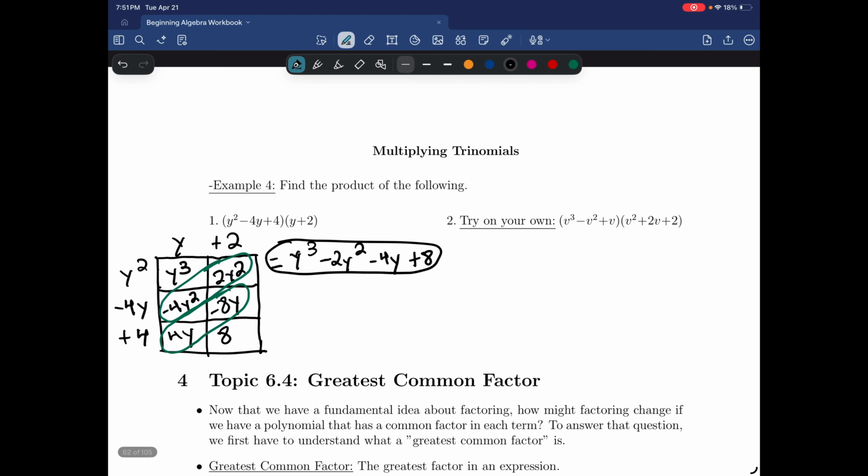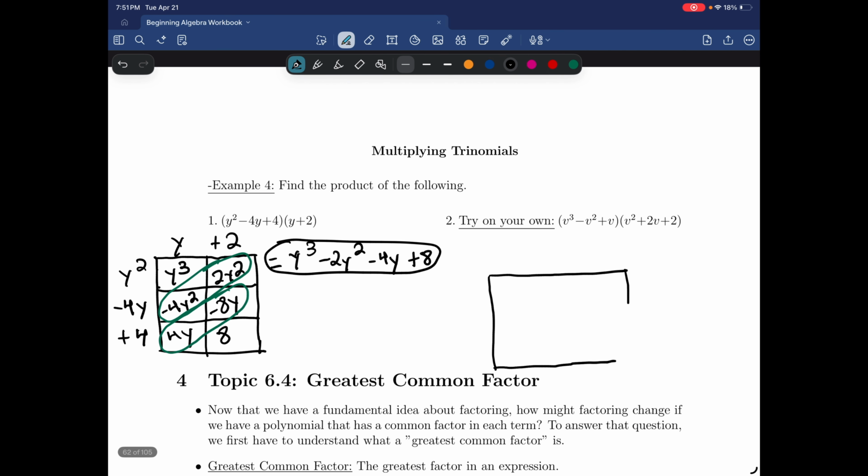Taking a look at our last example, I encourage you to pause the video and try this problem on your own. And assuming you have worked through this, let's go through it together. So we have v cubed minus v squared, plus v, times v squared plus 2v plus 2.